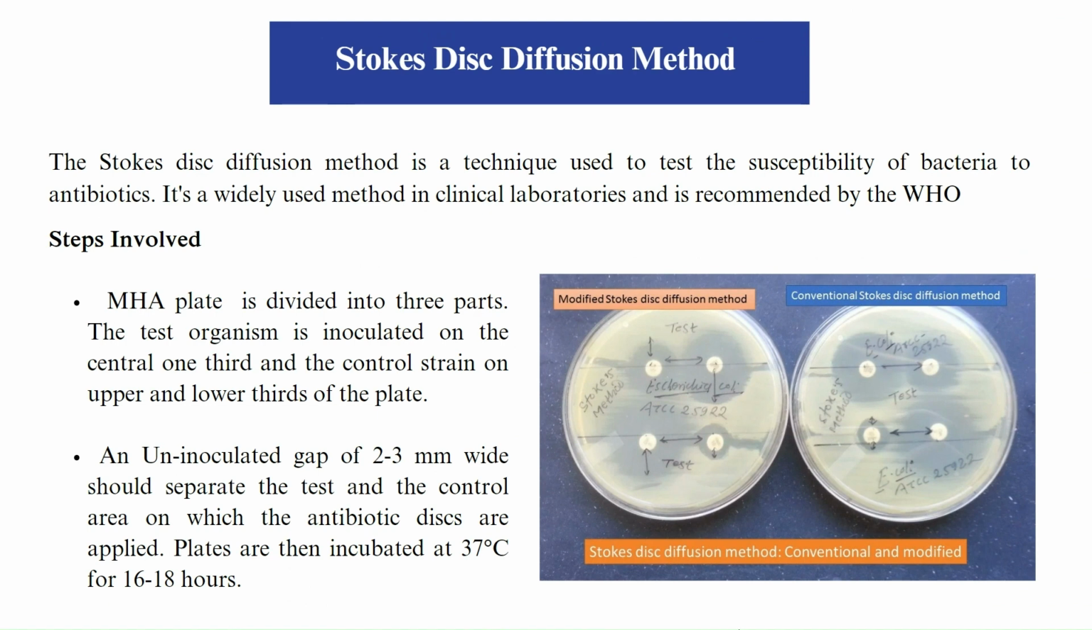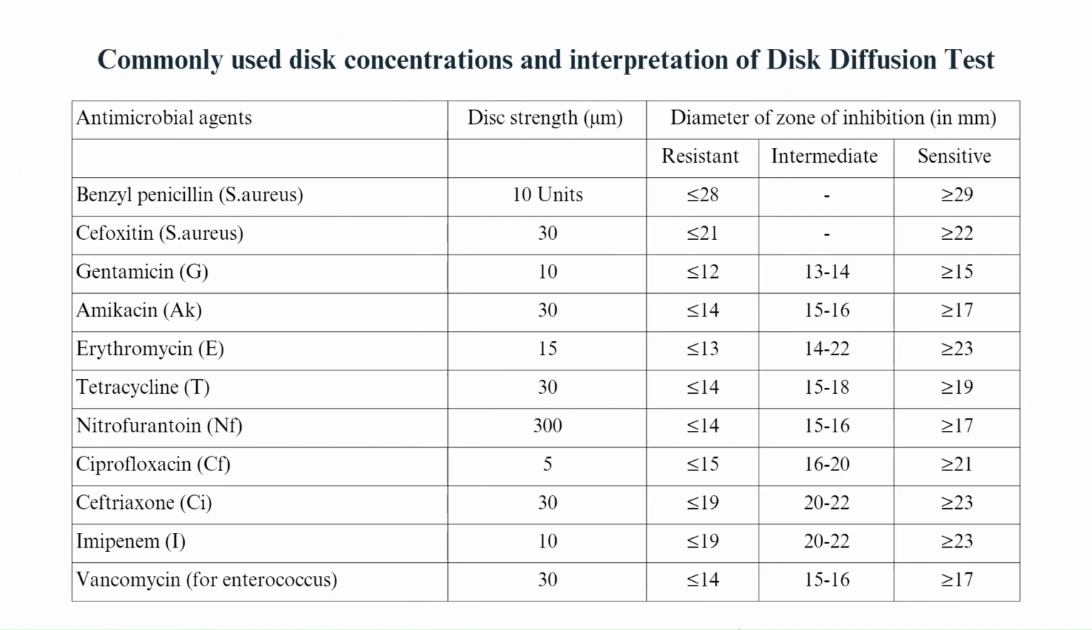In this technique, MHA plate is divided into 3 parts. The test organism is inoculated on the central 1/3 and the control strain on upper and lower thirds of the plate. An uninoculated gap of 2 to 3 mm wide should separate the test and the control area on which the antibiotic discs are applied. Plates are then incubated at 37 degrees Celsius for 16 to 18 hours. These are some of the commonly used disc concentrations and interpretation of disk diffusion test.